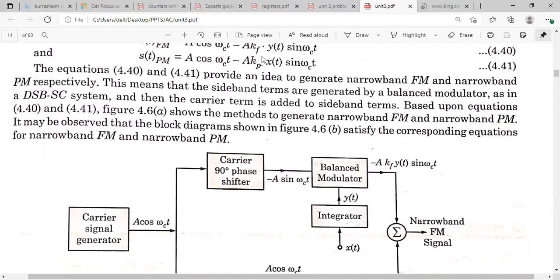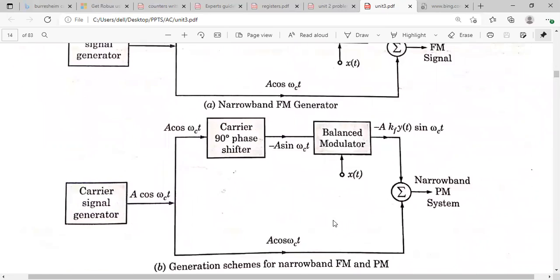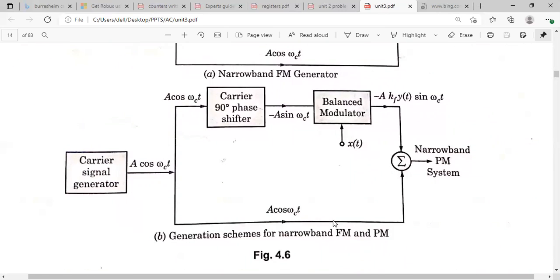In the same way you can draw the narrowband PM also. Here the same 90 degrees phase shifter you have to consider, and directly here you have to give x of t, and there is no integrator block in the narrowband phase modulated wave. So from that expression you can draw the diagrams of the narrowband FM generator and the narrowband PM generator.